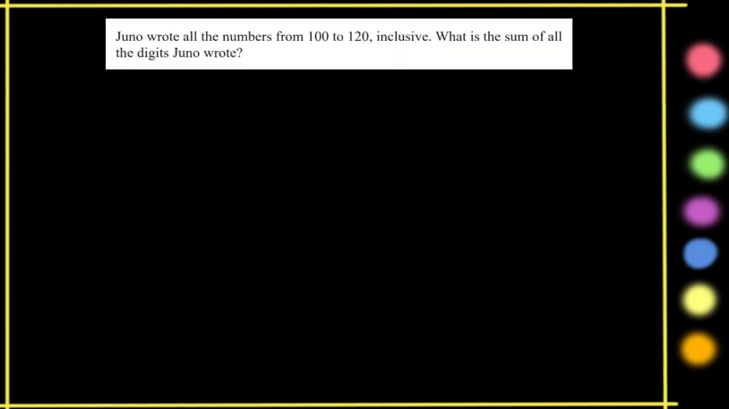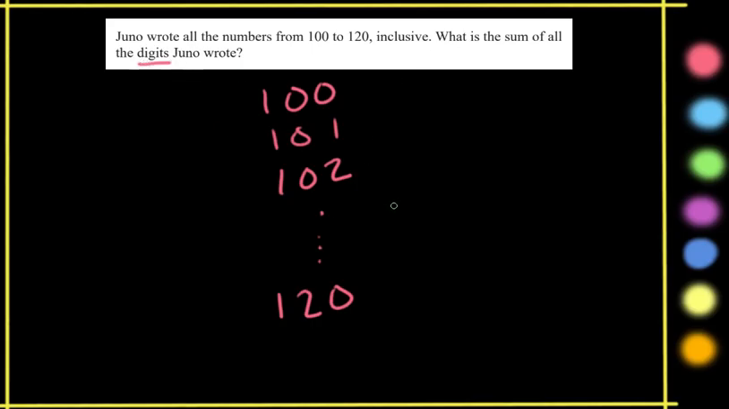Okay, let's take a look at problem 7. This one says Juno wrote all the numbers from 100 to 120. Okay, so he was writing them all down like this, and I'm not going to write them all, but he went all the way up to 120. And the question is, what is the sum of all the digits that Juno wrote? So not the sum of all the numbers, but the sum of all the digits.